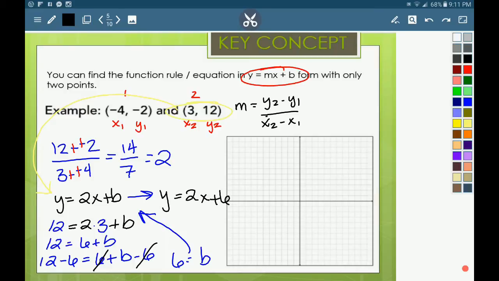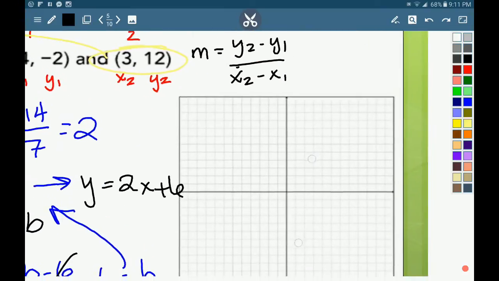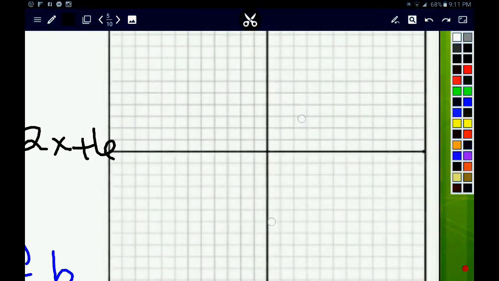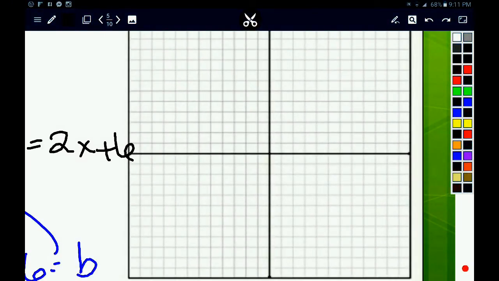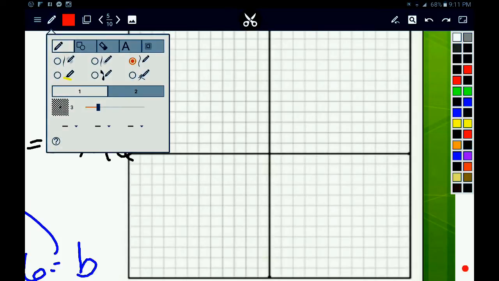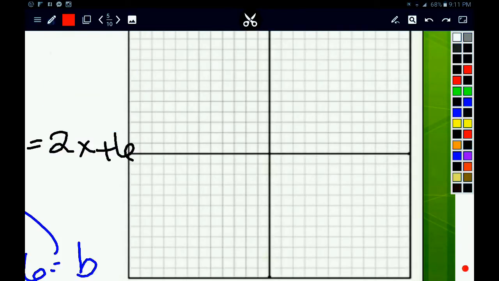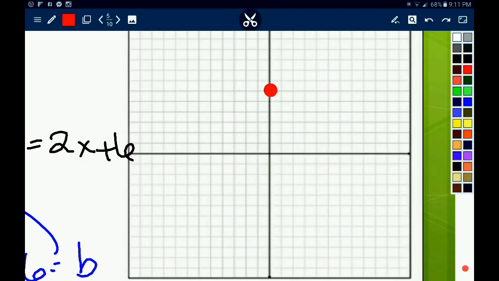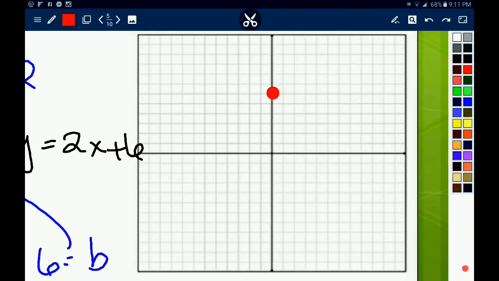That is how we're going to be able to create our function rule when you don't have a graph. You don't have a table, you just have a set of 2 points. And now I can graph this line just by using my equation. I see my initial value, my y-intercept, is 6. So I'm going to plot that first. You always want to plot your initial value or your y-intercept first. 2, 3, 4, 5, 6. And then from there, apply your slope. So here my slope is 2.